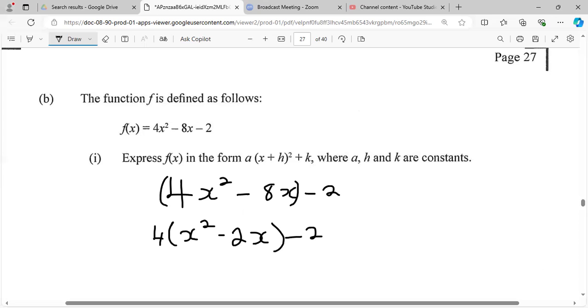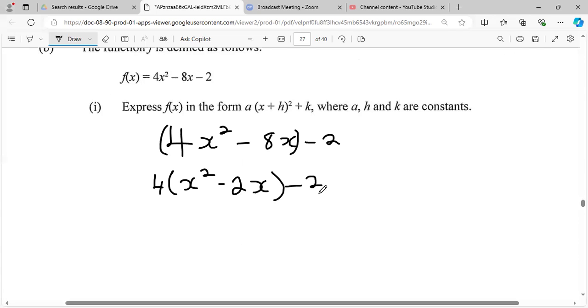Alright, the next step is to find half of the x term. But guess what? You're also going to square it. Some people use the formula. You can go ahead and do that and compare. So let's find half of negative 2, which would be negative 1. But remember, we have to square it. That's the condition.